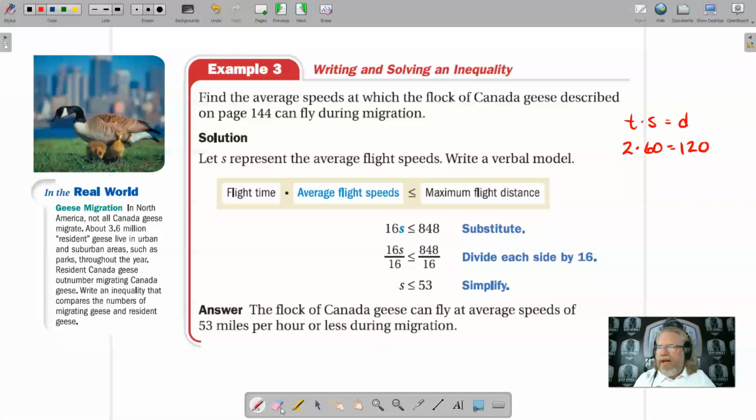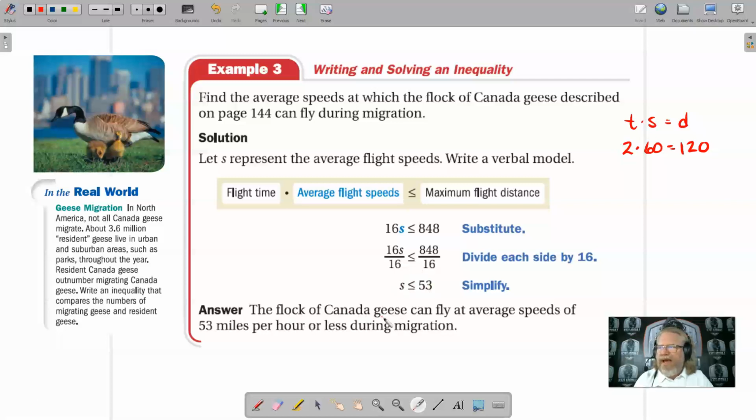So we need to go ahead and divide by 16. And what we do to one side, we do to the other. 16s will cancel each other, leaving us with S on the left. And 848 divided by 16 is 53. Notice that the sign stayed the same because we never multiplied or divided by a negative number. So the sign never flipped. And our final answer is S is less than or equal to 53.